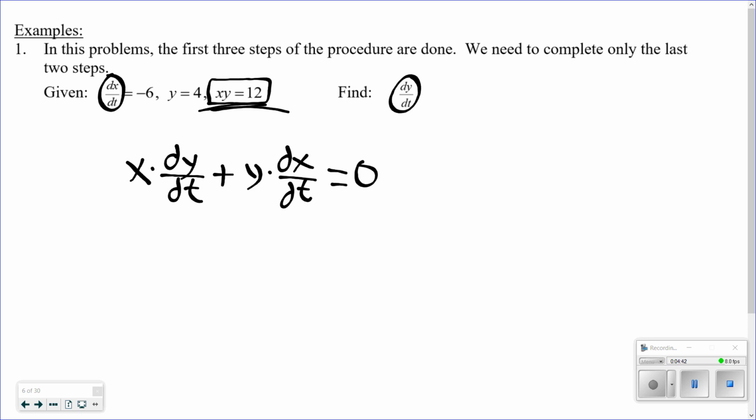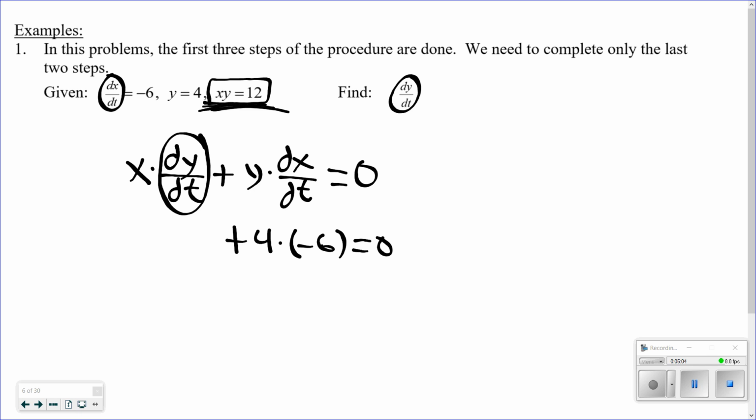I took the derivative. Now we're going to plug in what we know and try to find what it's asking for. It's asking for this. I think it's helpful to circle it. That's what I'm trying to find. Plug in what I know. I know y is 4, and I know dx dt is -6. I don't know what x is, but I can figure it out.